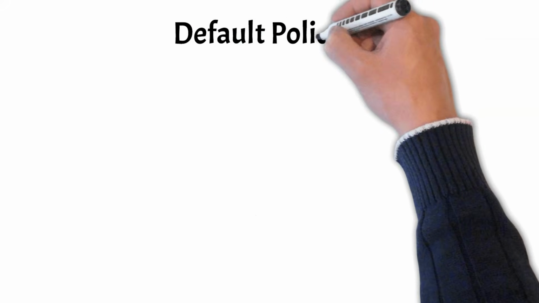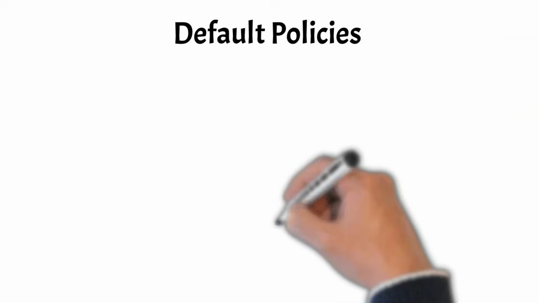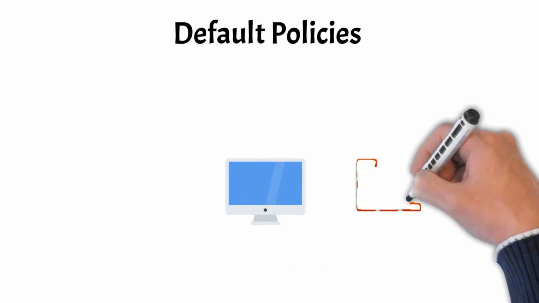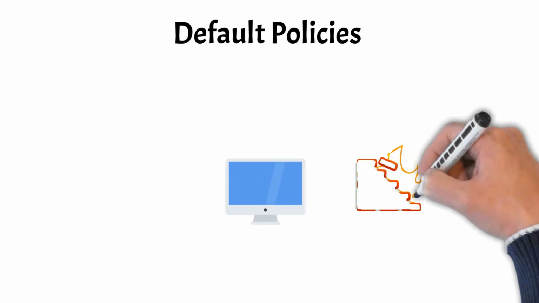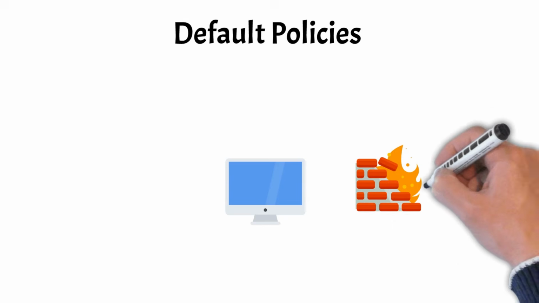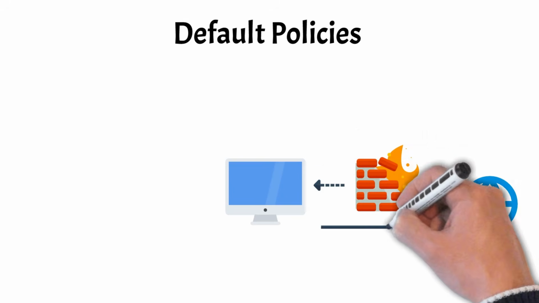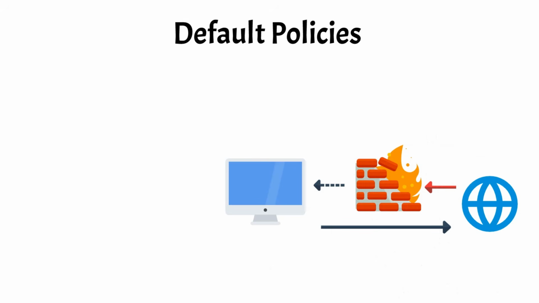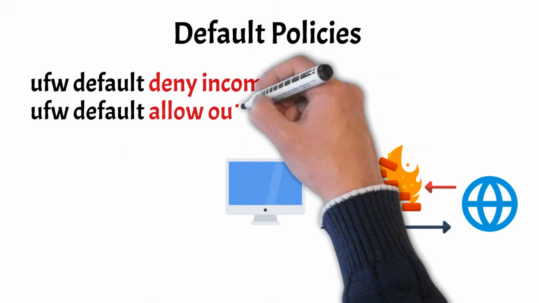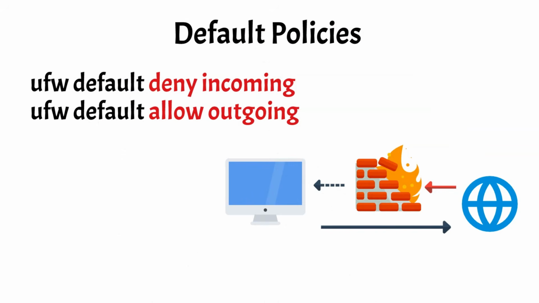So far, we've seen creating specific rules. But what happens if traffic doesn't match any of them? That's where default policies come in. These define how UFW handles traffic by default. A common and secure setup is to deny all incoming connections while allowing outgoing traffic. This means that by default, your system blocks any unsolicited access from the outside, while still being able to initiate connections normally, like browsing the web or downloading updates.